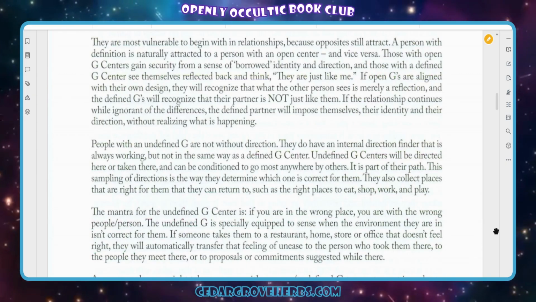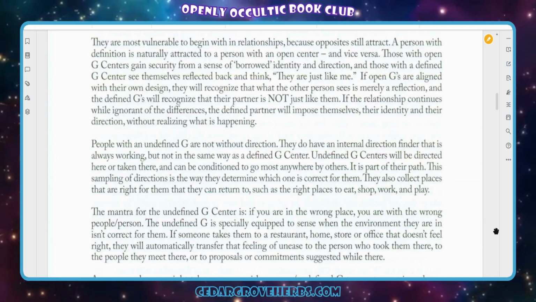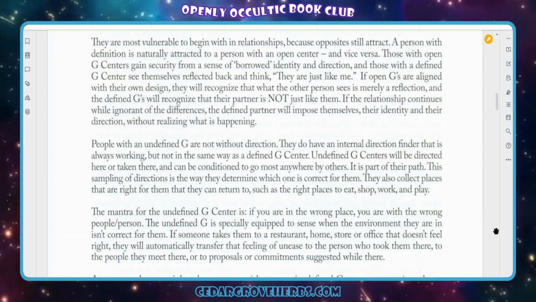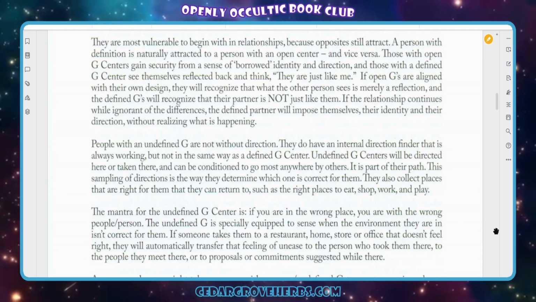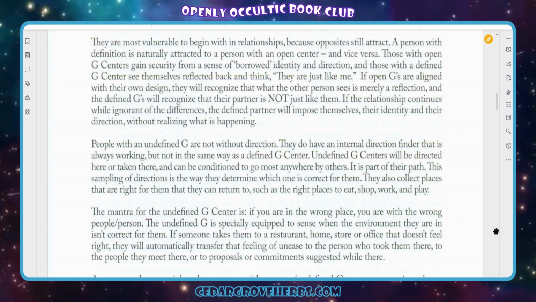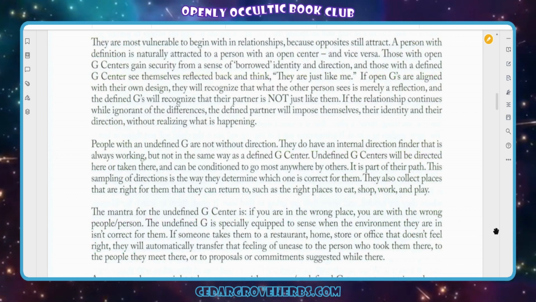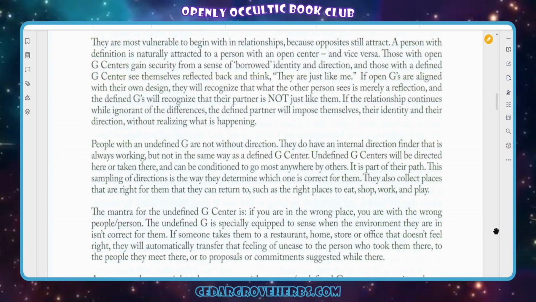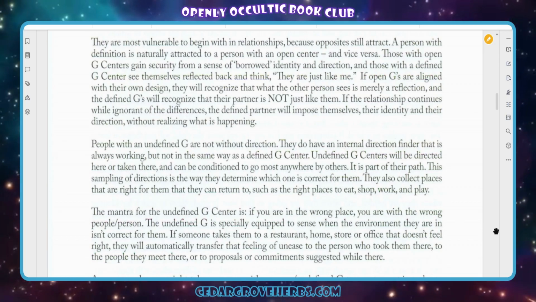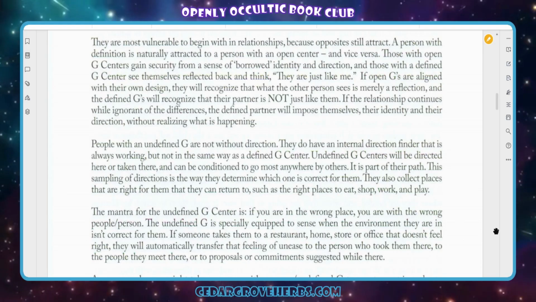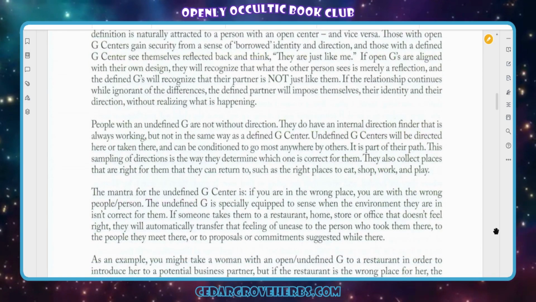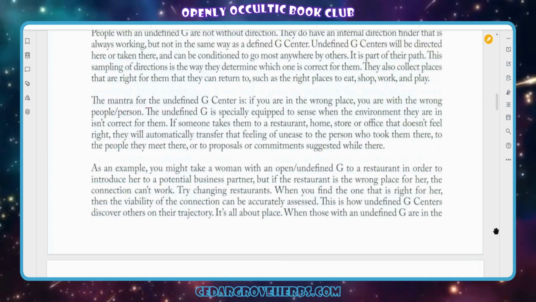People with an undefined G are not without direction. They do have an internal direction finder that is always working, but not in the same way as a defined G center. Undefined G centers will be directed here or taken there and can be conditioned to go most anywhere by others. It's part of their path. This sampling of directions is the way they determine which way is correct for them. They also collect places that are right for them that they can return to, such as the right places to eat, shop, work, and play.